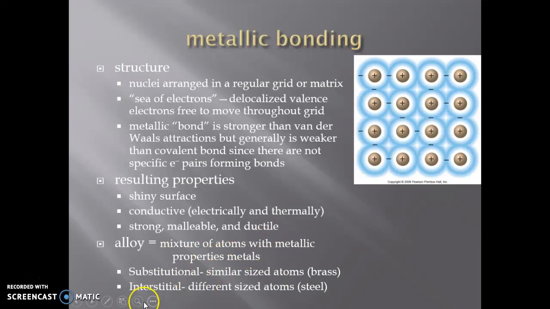There are two kinds of alloys: substitutional alloys, where you have similar size atoms simply replacing each other in the grid, or interstitial alloys, where you have little atoms pushing themselves in between the bigger atoms, so you have a much tighter fit. Brass, if you remember when we did the pennies first year, is an example of a substitutional alloy. Steel is really the only type of interstitial alloy that I can think of. So again, the little carbon atoms are going to fit in between the iron.